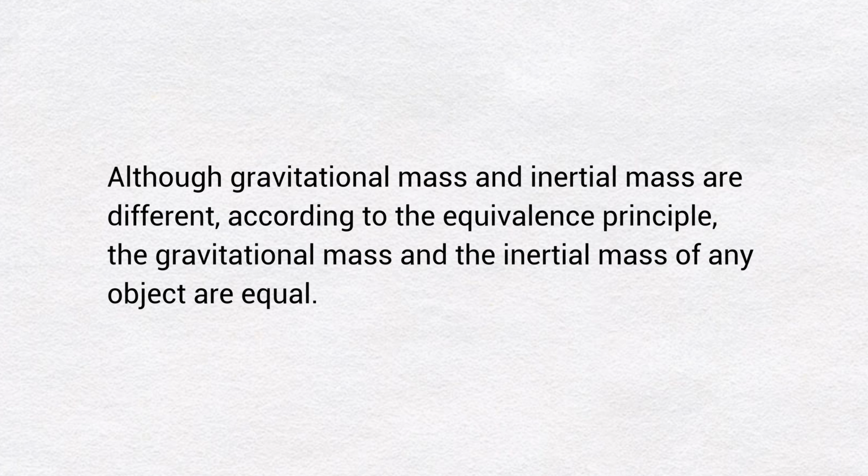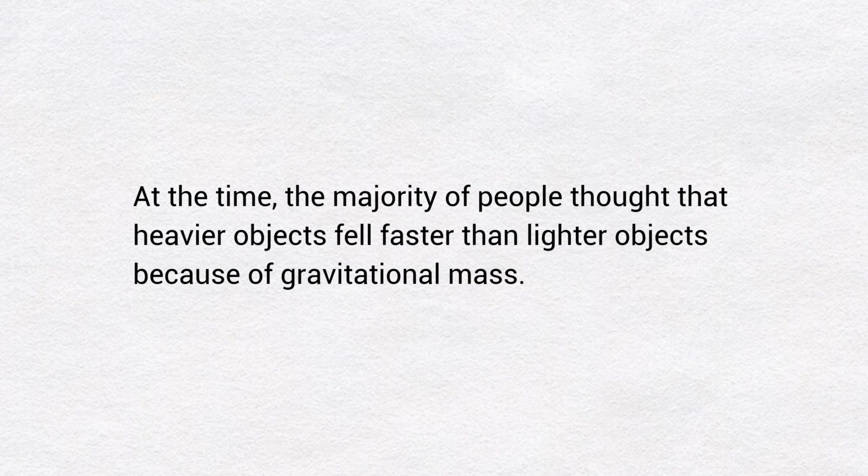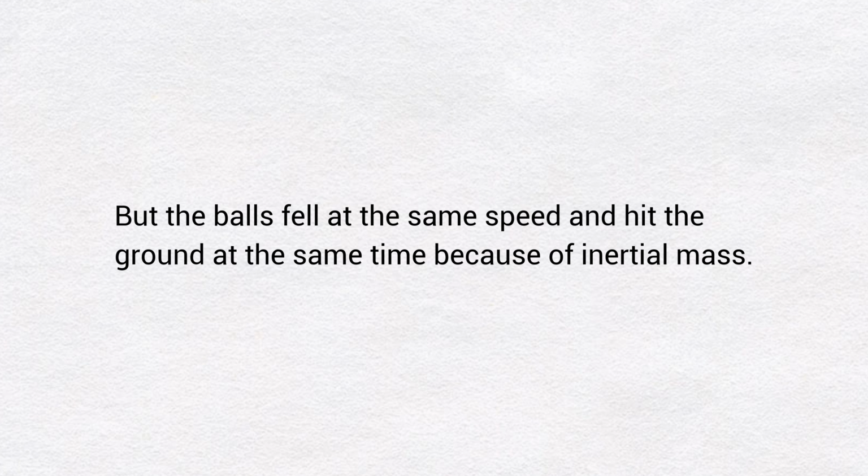Although gravitational mass and inertial mass are different, according to the equivalence principle, the gravitational mass and the inertial mass of any object are equal. This was demonstrated by Galileo Galilei. It is said that he dropped two balls of different masses from the top of the Leaning Tower of Pisa. At the time, the majority of people thought that heavier objects fell faster than lighter objects because of gravitational mass. But the balls fell at the same speed and hit the ground at the same time because of inertial mass.